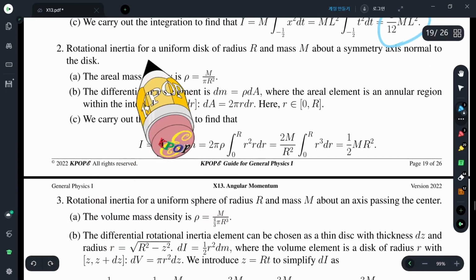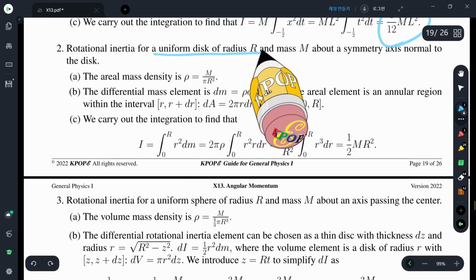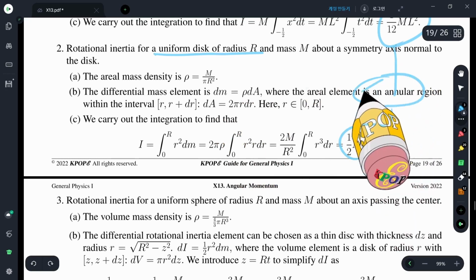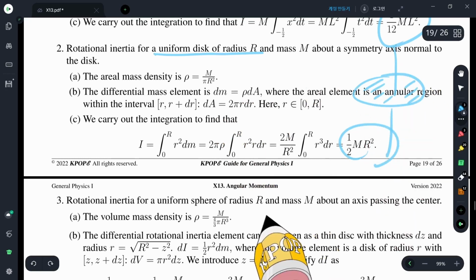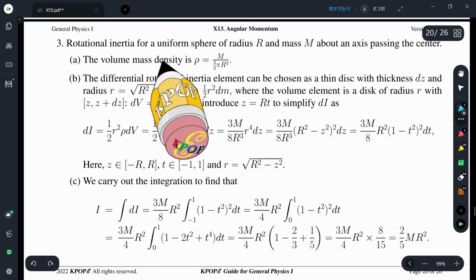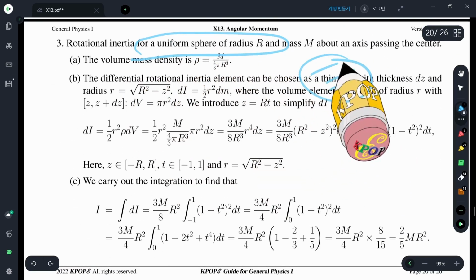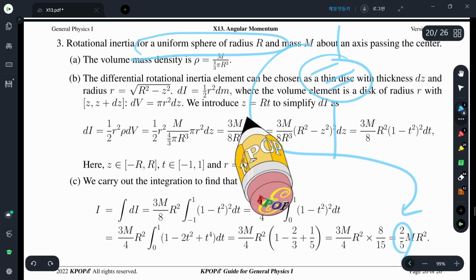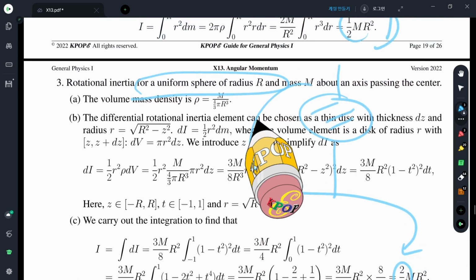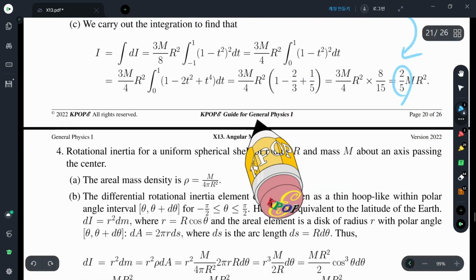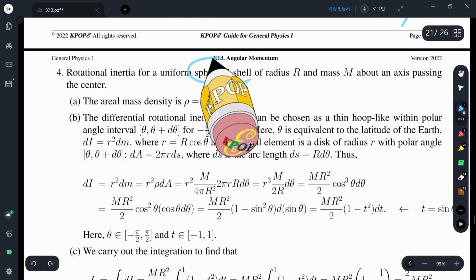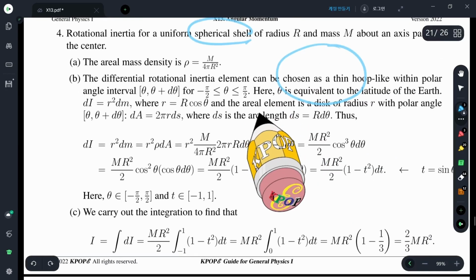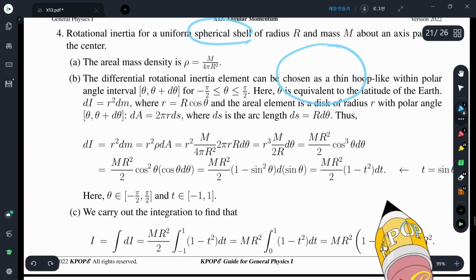And the uniform disk of radius r, 1/2 mr squared, if I rotate this in this way. For a uniform sphere of radius r with a rotational axis, at the end of the day you will find 2/5 of mr squared. And for a spherical shell that is empty inside, we have a bigger value, two-thirds of mr squared.